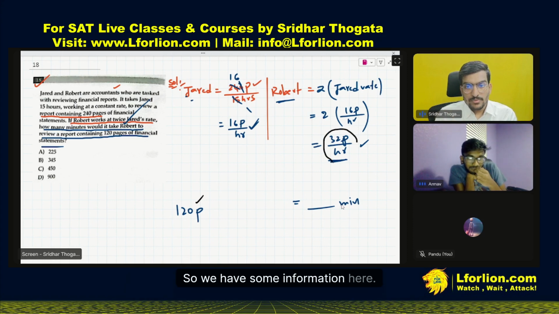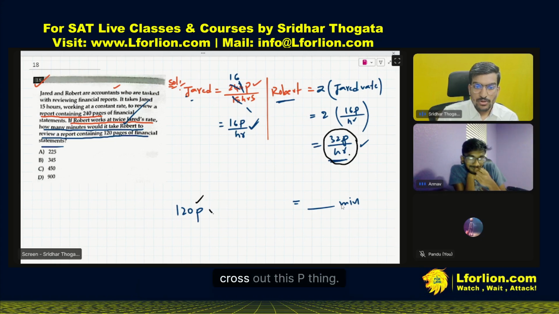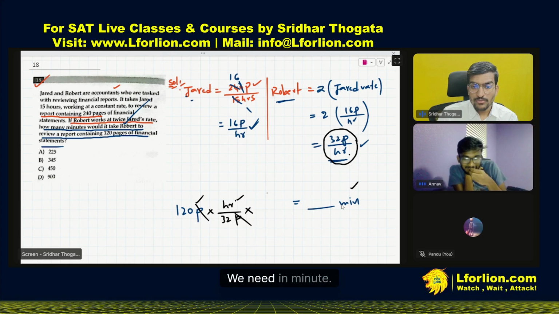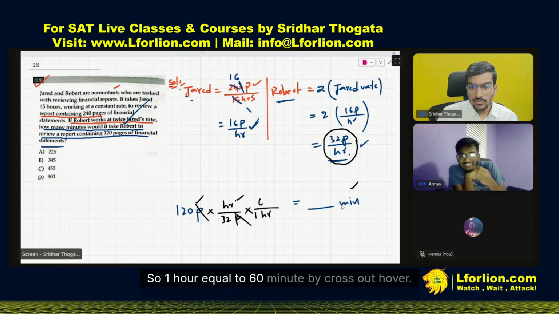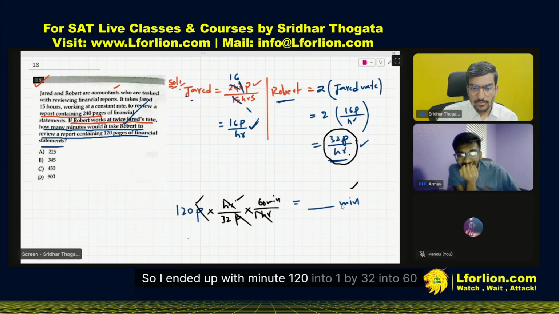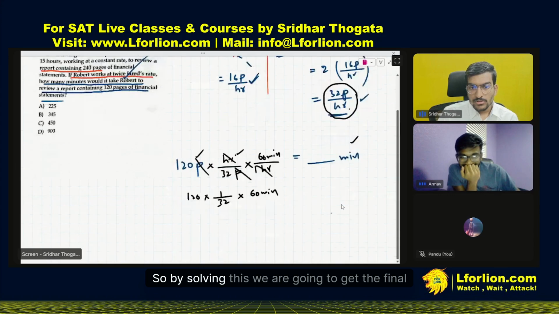So we have some information here. What we have is in hours. We want to cross out the pages, so 32 pages per hour, and then pages cross out. Then we need to cross out hour, but we need it in minutes. So 1 hour equals 60 minutes. So I cross out hour and I end up with minutes: 120 into 1 by 32 into 60 minutes. So by solving this, we are going to get the final answer.